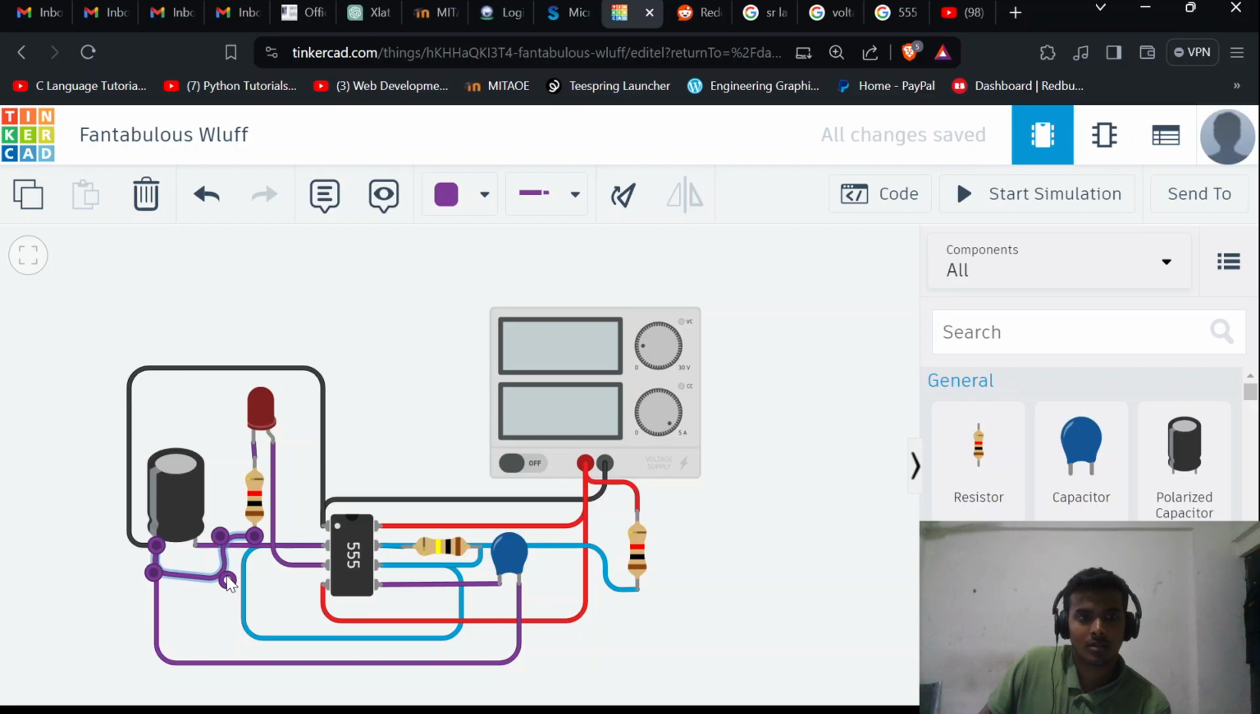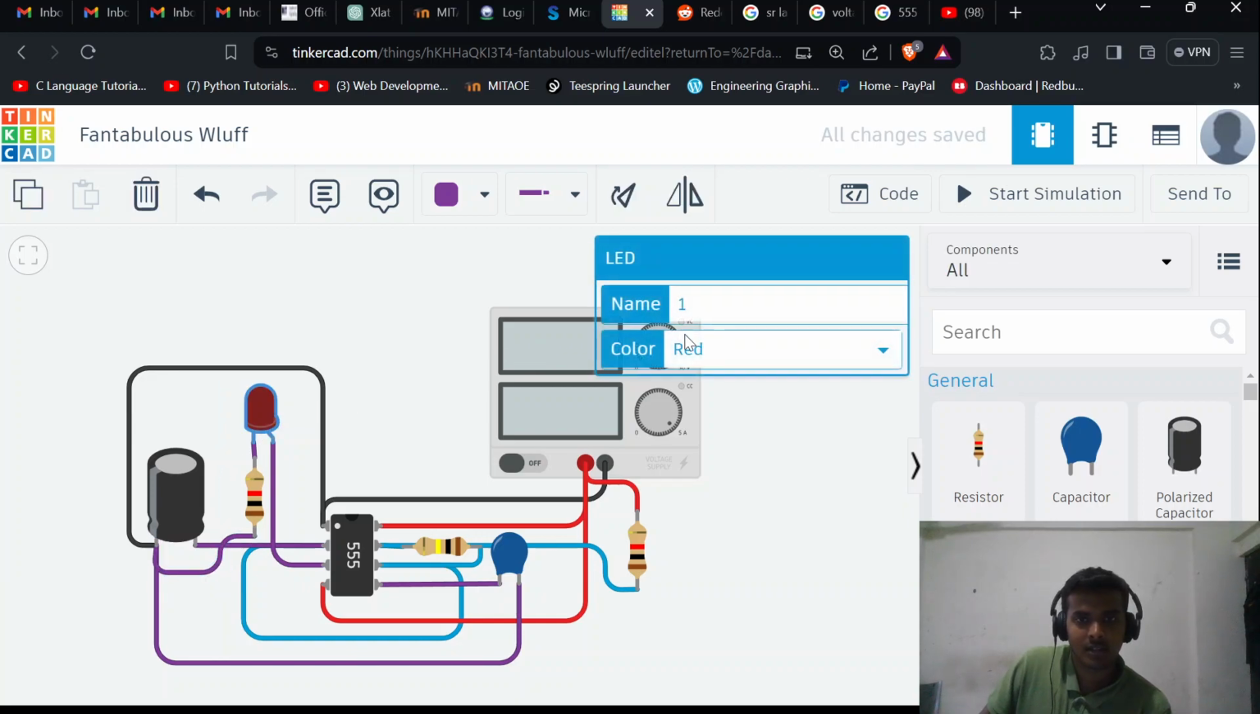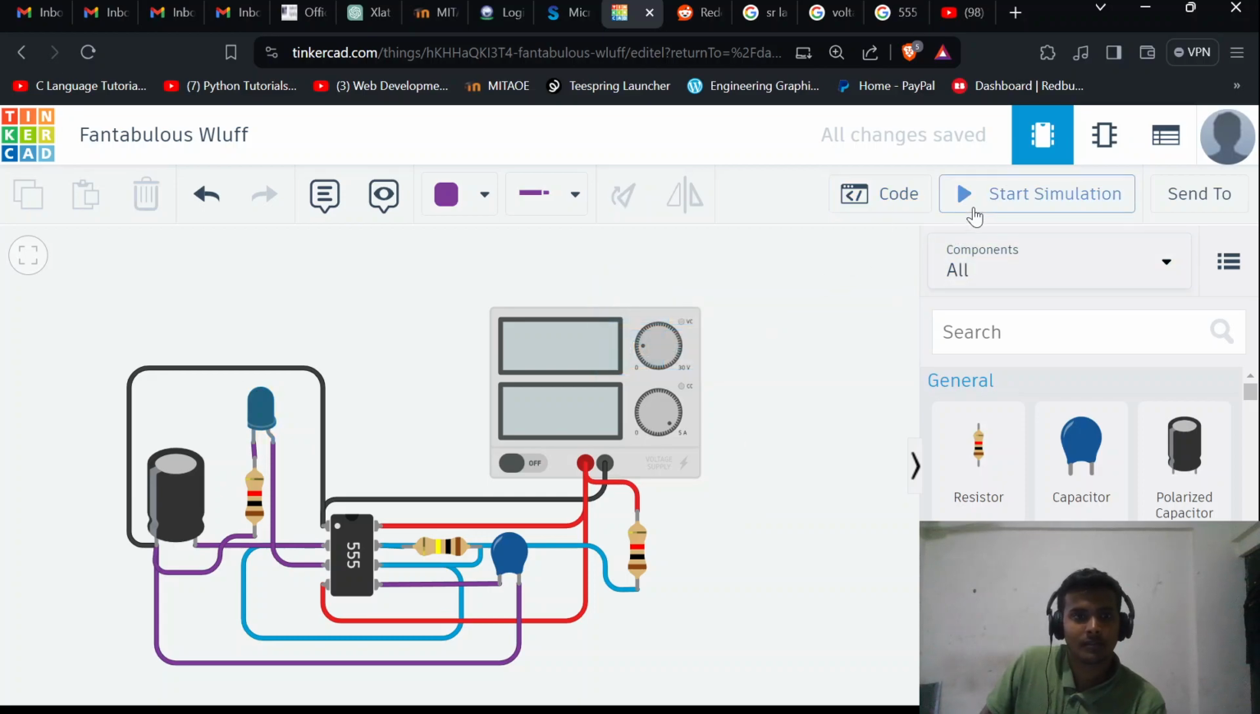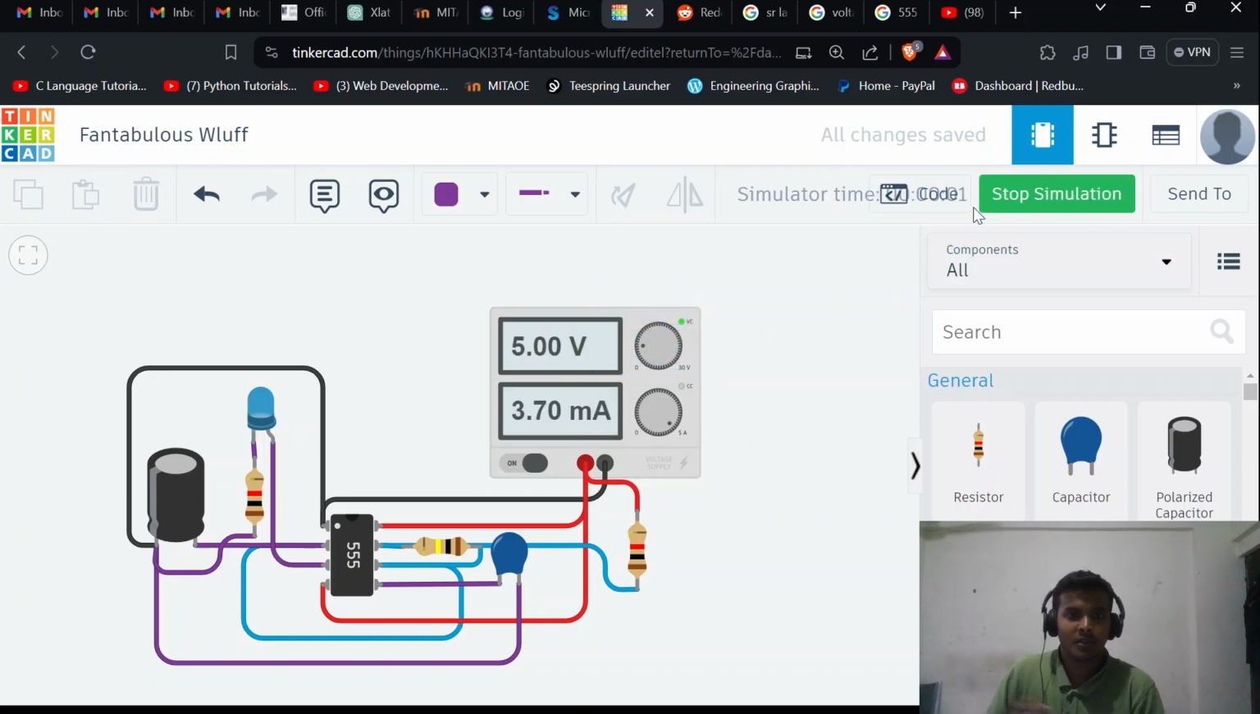So let's complete the circuit. I know it's not important, but I'm just a guy who likes his circuits well arranged, wires all straight. That's why I'm arranging it a bit. Yeah, blue color. So let's see. We can see that the LED is blinking, but it is blinking so fast that we're not able to observe it, right?